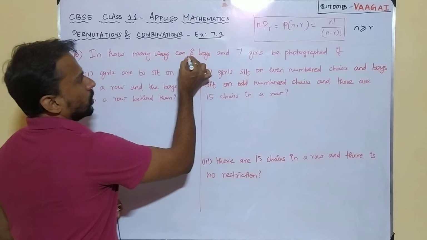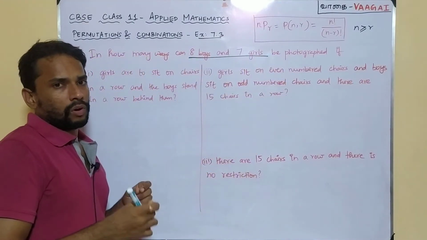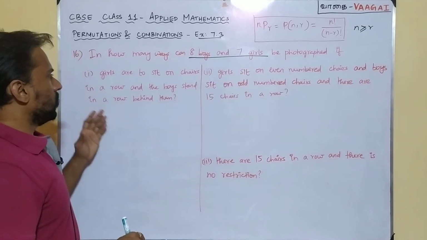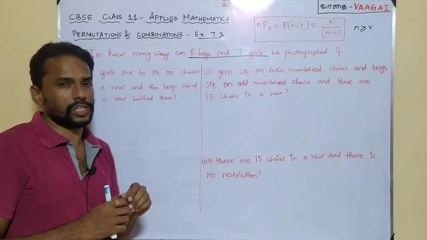So there are 8 boys and 7 girls. They are going to be arranged for a photograph. Followed by that, we have 3 subdivisions. We are going to work all these 3 questions. They are going to be very easy only.